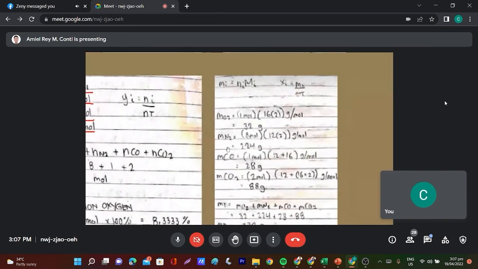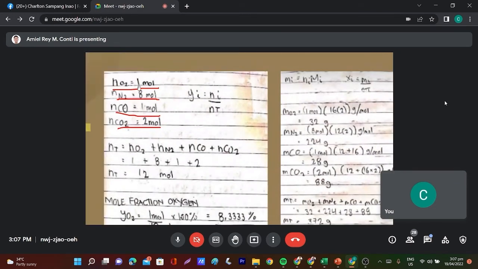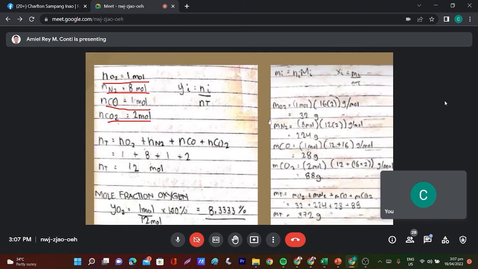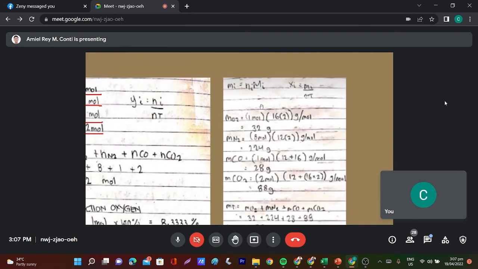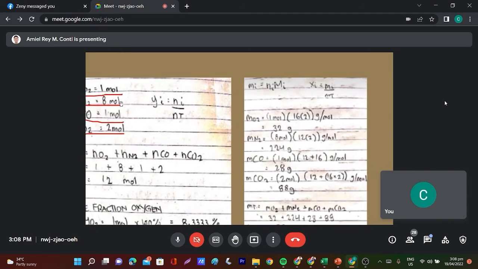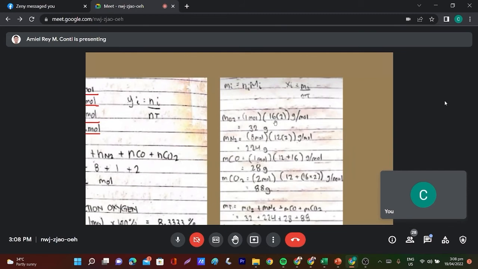Then next naman is the molar mass. Ang formula po natin is yung nakuha po nating n, the mole, ito yung 1 mole, 8 mole. I-multiply natin siya sa molar mass para makuha yung mass mismo ng mga elements na hinahanap. So, example, dito sa oxygen, given po natin is 1 mole. Then, sa oxygen, ang molar mass niya is 16. Since diatomic ang oxygen, multiply natin siya sa 2, so 16 times 2 is 32 times 1, 32 grams.